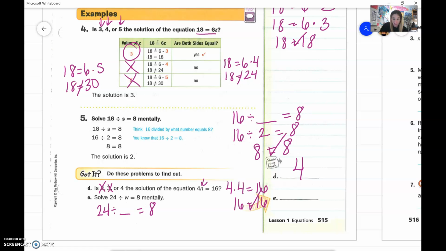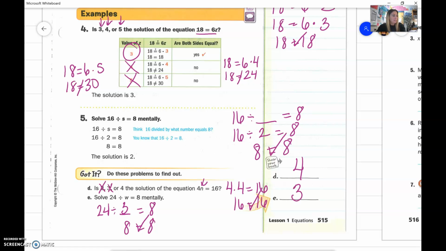Well, let's start off with 2. What's 24 divided by 2? 12. That's not right. What is 24 divided by 3? Well, that's 8. So 24 divided by 3 is 8. Does 8 equal 8? Check. So my answer is 3.